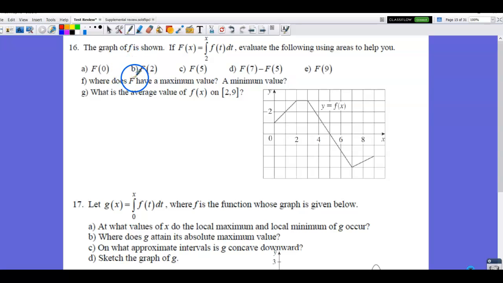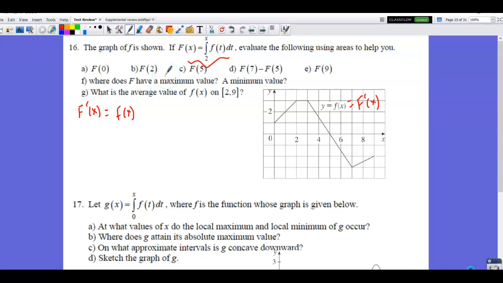Letter F. Where does F original have a maximum value? So if we do FTC part 2 on the statement up here, big F prime of x is equal to f of x. So the first derivative, this is f prime of x. So f has a maximum value.